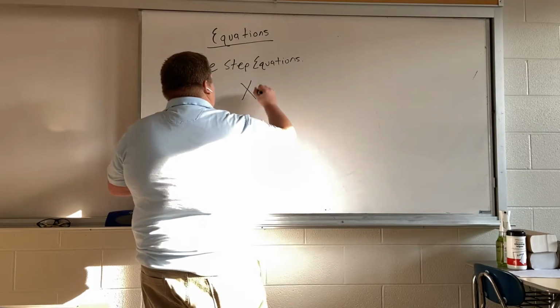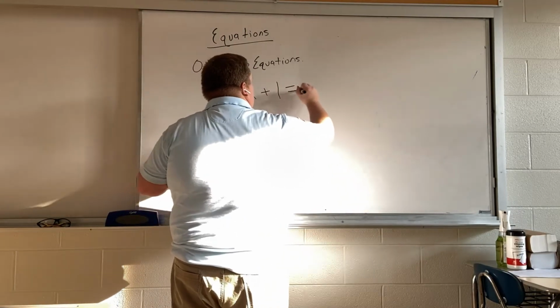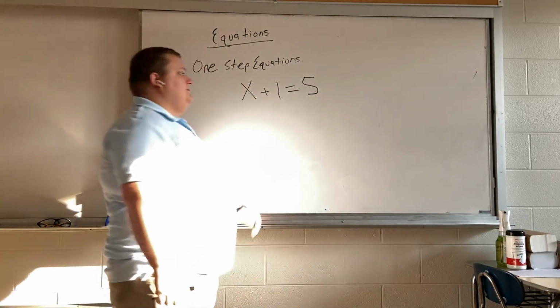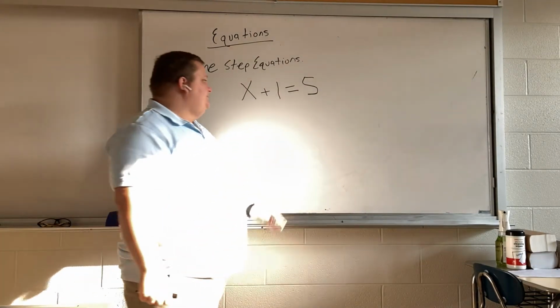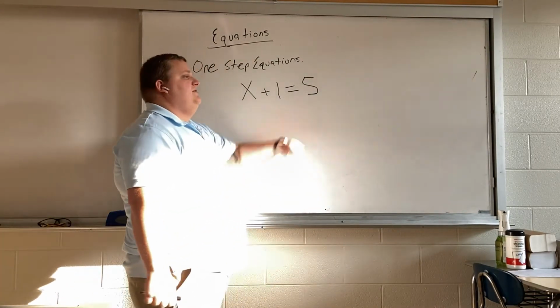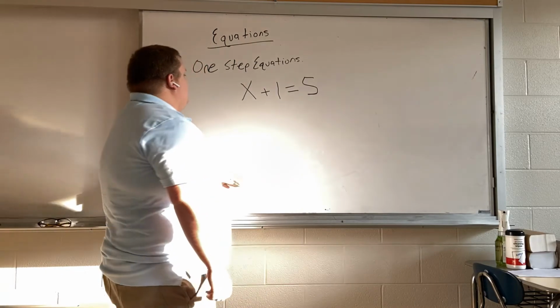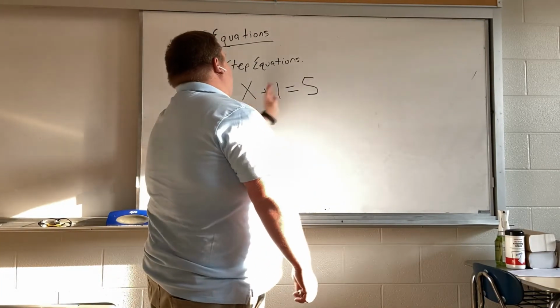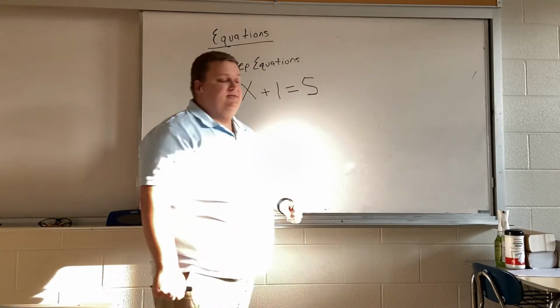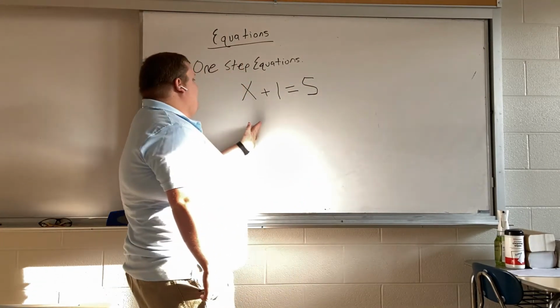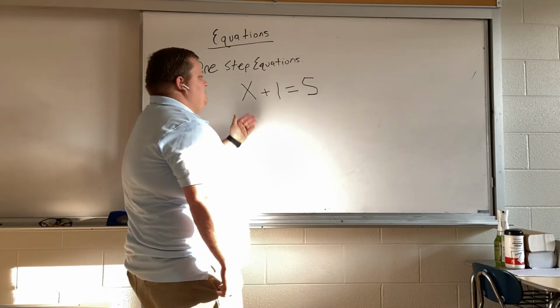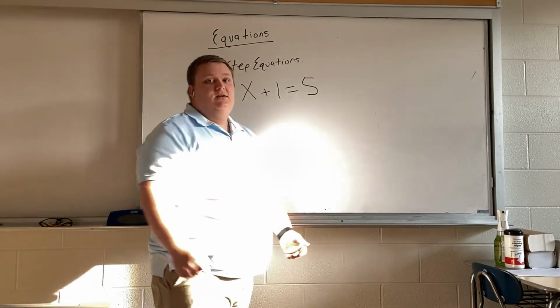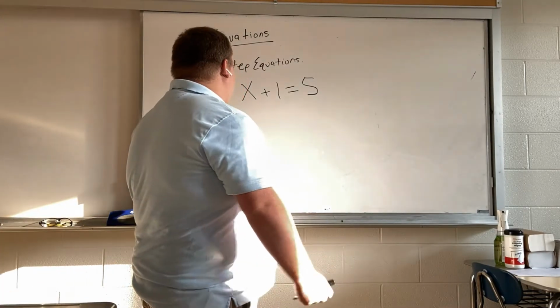For example, you have something like x plus 1 equals 5. Okay, that is a one-step equation. x plus 1 equals 5. What we need to do is find a way to get x by itself on one side of the equal sign. It can be left or right. I prefer to do the left side. So we need to figure out a way to get x alone equals a number. How would we do that? It's only going to take one step.